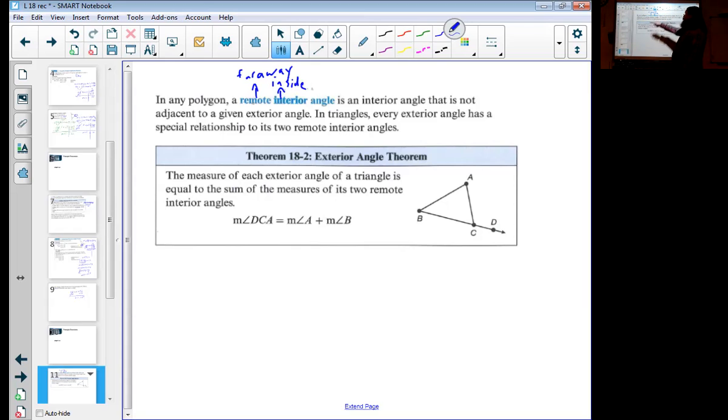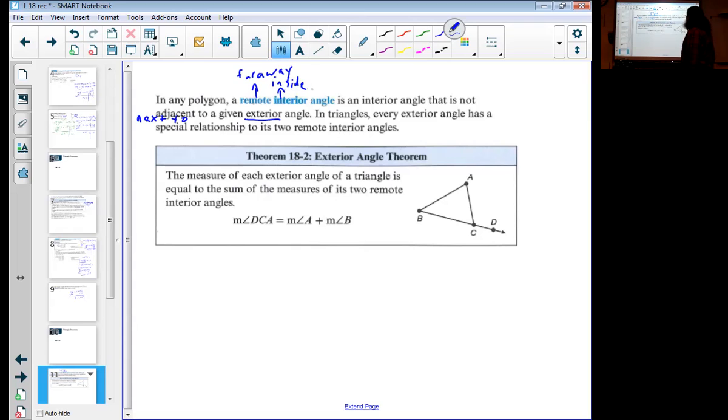So that's in any polygon. It is an interior angle that is not adjacent. Adjacent means right next to. So once again, it is not right next to a given exterior angle. Exterior angle is once again on the outside. This is when you're talking about trees and bushes.